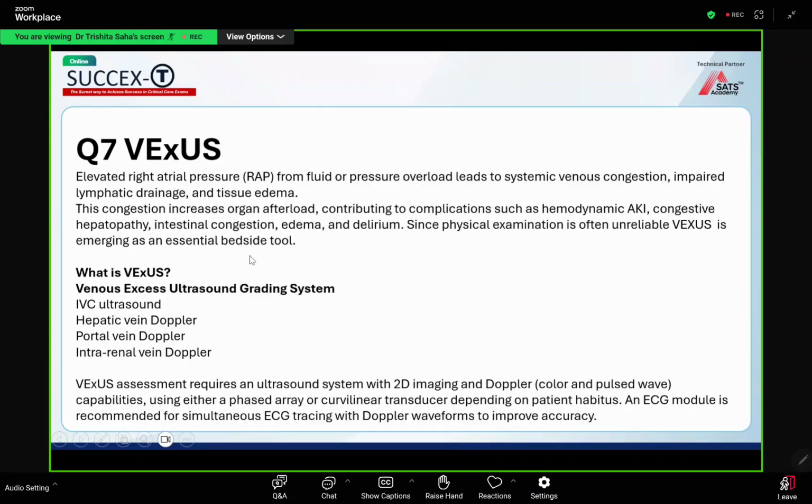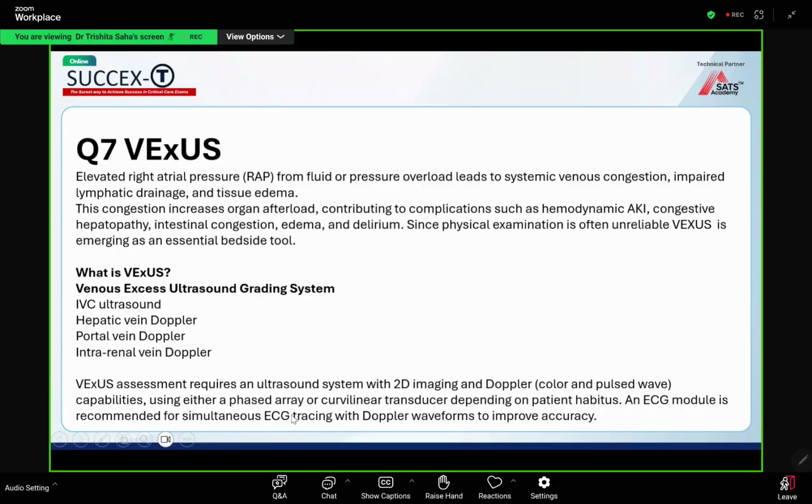So what is VEXUS? VEXUS is actually the venous excess ultrasound grading system. It takes into account, as the first step, the IVC ultrasound, then the hepatic vein Doppler, then the portal vein Doppler, and last the intrarenal vein Doppler. So VEXUS assessment requires an ultrasound system with 2D imaging and Doppler, both color and pulse wave capabilities, using either a phased array or a curvilinear transducer depending on the patient habitus. An ECG module is recommended.